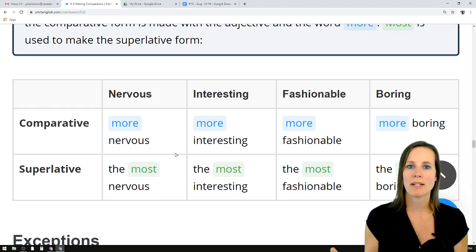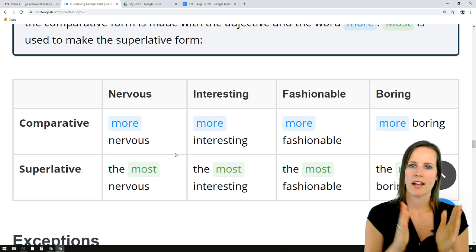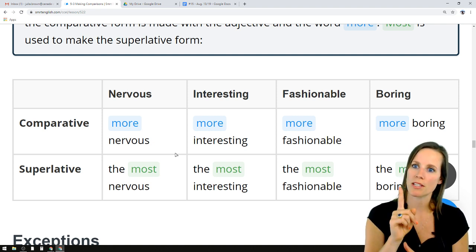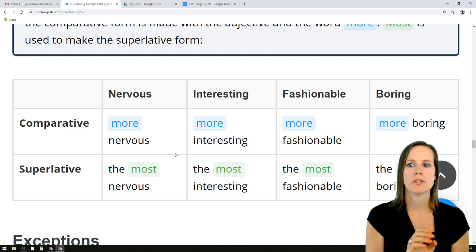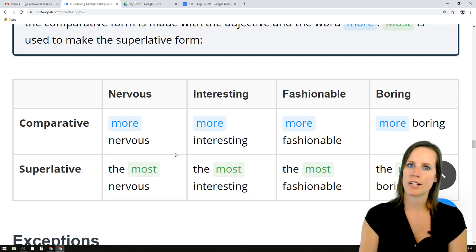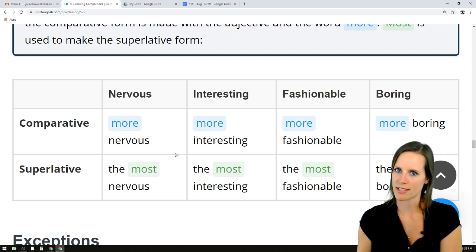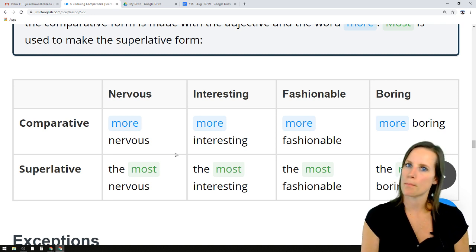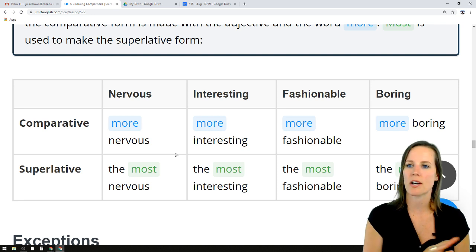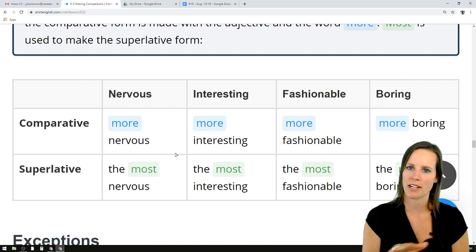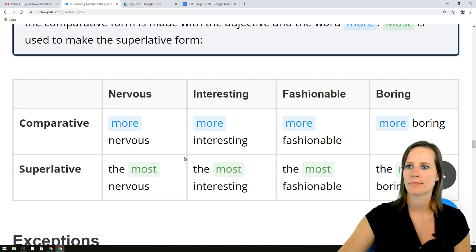So to know how many syllables, clap test. Nervous, interesting, fashionable, boring, okay? There's always more than one syllable, okay? So you should say more nervous or the most nervous, more interesting or the most interesting, more fashionable or the most fashionable, more boring or the most boring, okay? So you are not adding ER on the actual adjective or adverb. They are staying the same, okay?